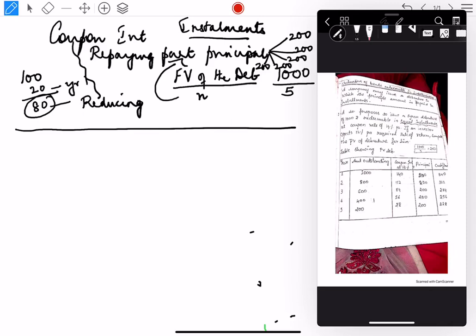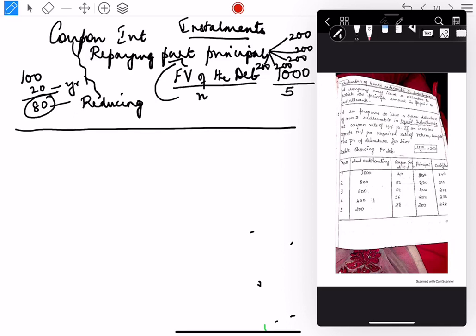How did you arrive at 200? Go back to the beginning. I told you all, the part principal is calculated by dividing the face value of the debenture by n. N represents what? Number of years. Right. So now keeping this in mind, let's look at the coupon interest.